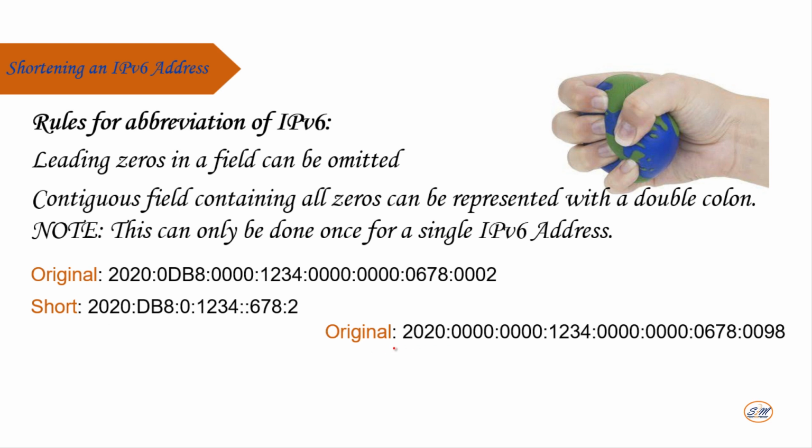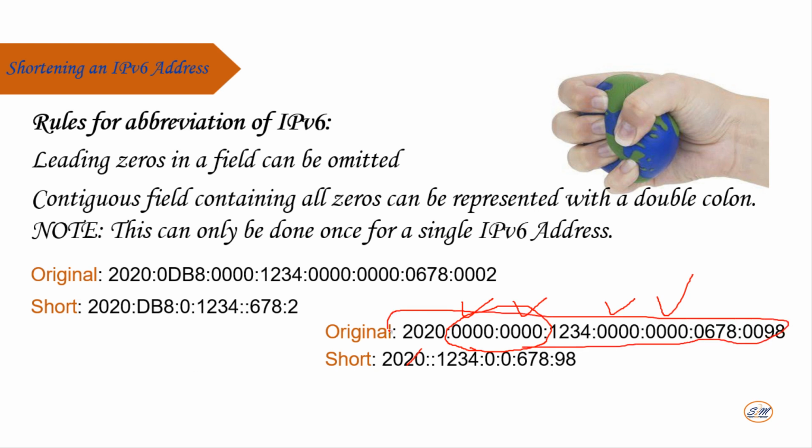In the original, as I mentioned here, a leading zero in a field can be omitted. In any field, the leading zero will be omitted. So what will be the output of this IP address? It will be the same, and here we have a double colon, and here we have only 0 0. Now let's check. This is the chart for this IP address. If we assign this type of IP address to any interface, the output will be like this.